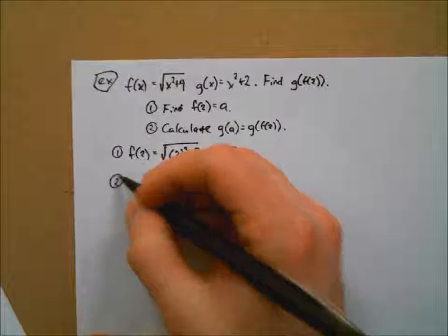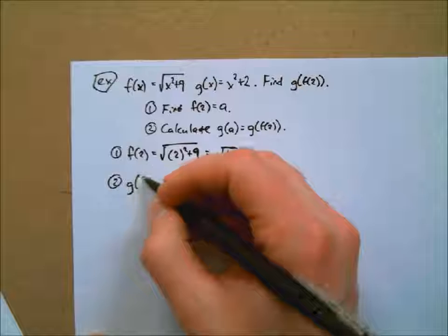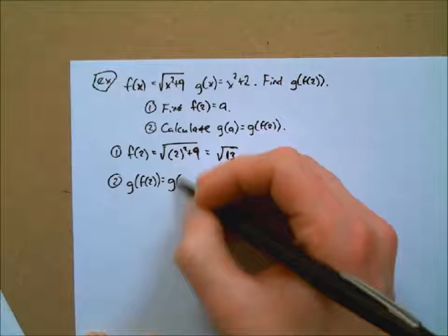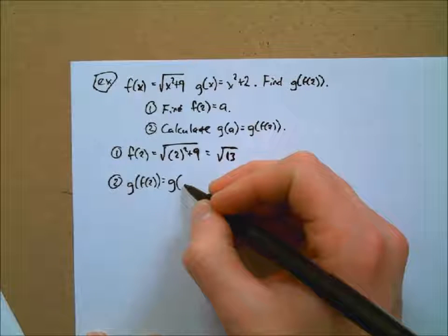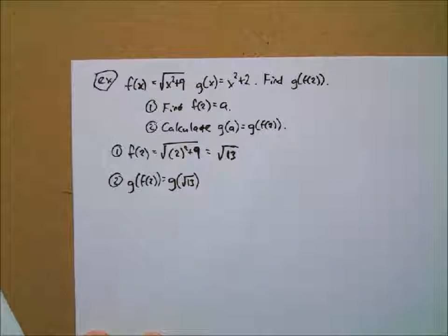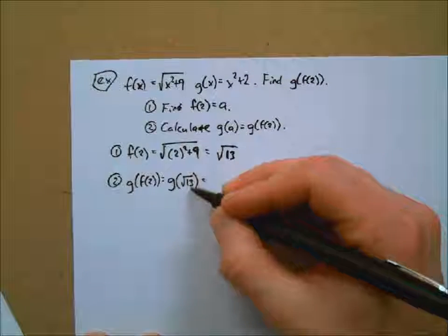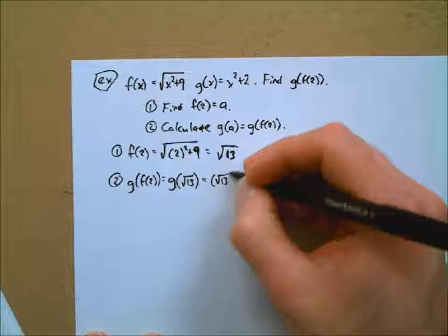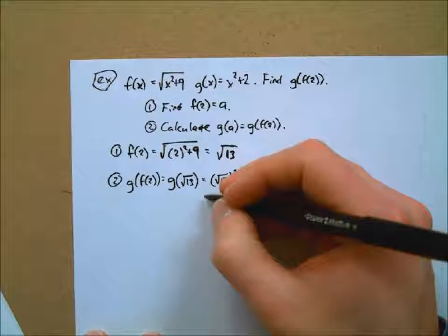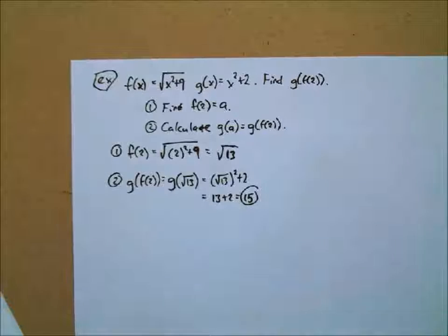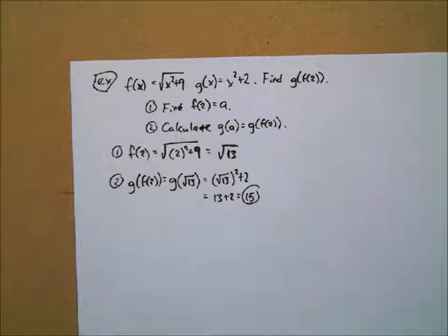Okay. Then step 2, g of f of 2 will be equal to g of, well, what's f of 2? Root 13, or square root of 13. So we can just replace that f of 2 with the square root of 13, which will now replace the x we have. So it'll be the quantity root 13 squared plus 2, which is then 13 plus 2, which is then 15. The square cancels out the square root. We add 2, get 15. Easy peasy.